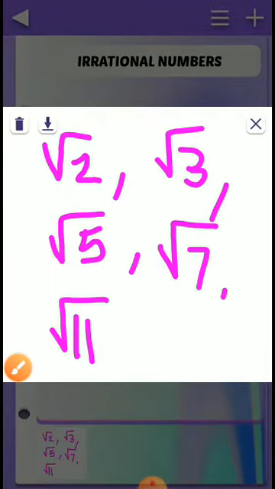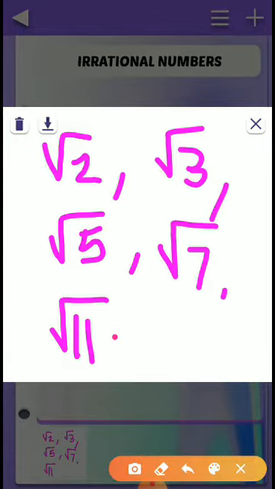So the examples are root 2, root 3, root 5, root 7, root 11 and so on. You again have an infinite collection of irrational numbers. It is not a finite collection, it is again an infinite collection.